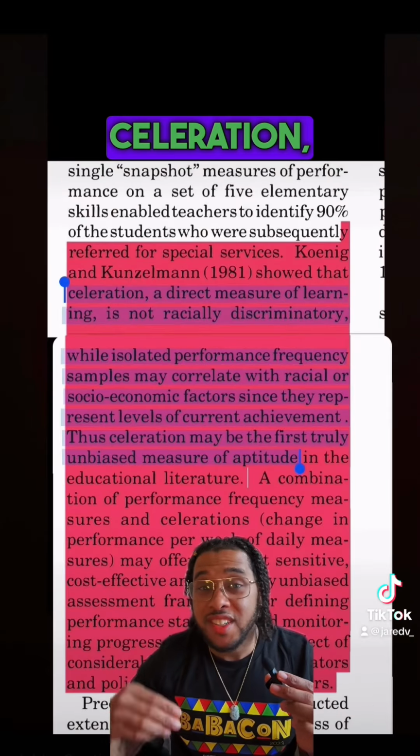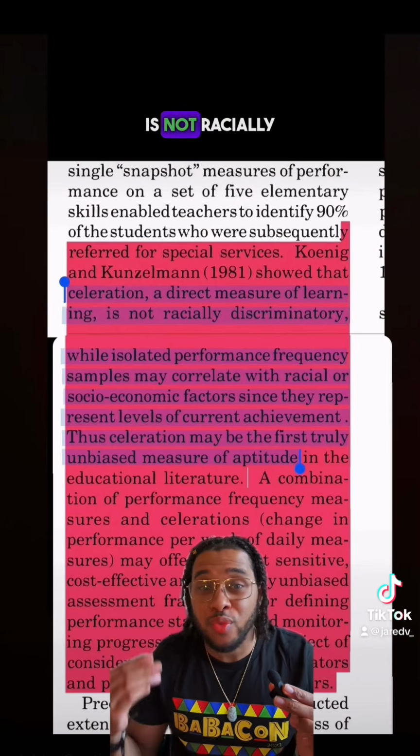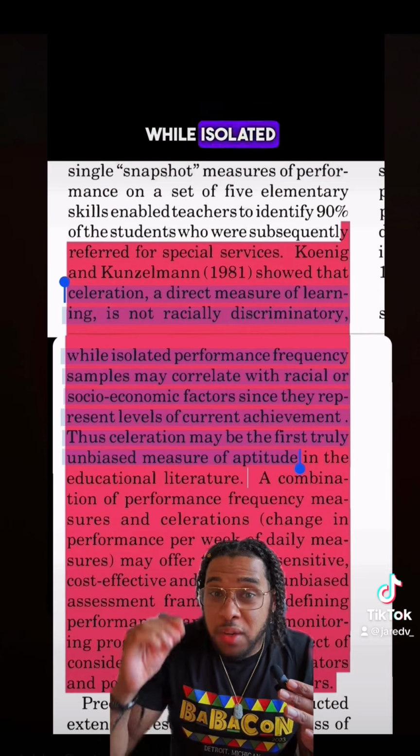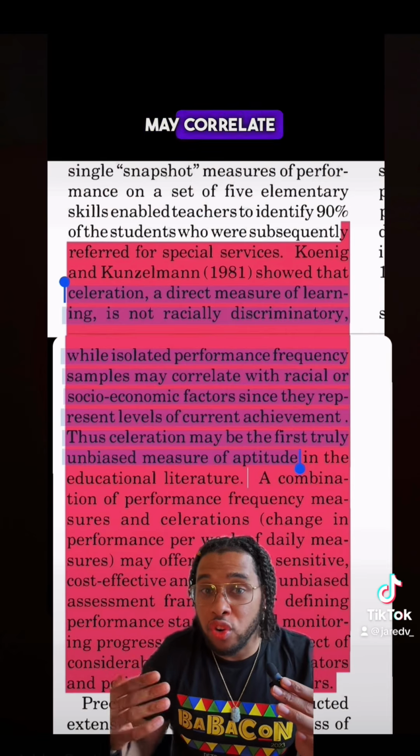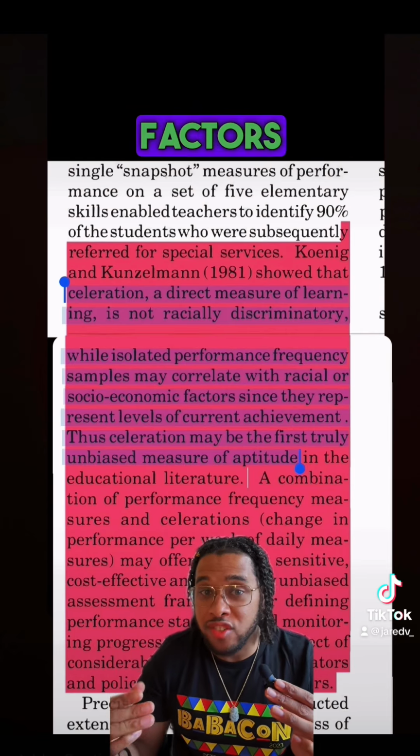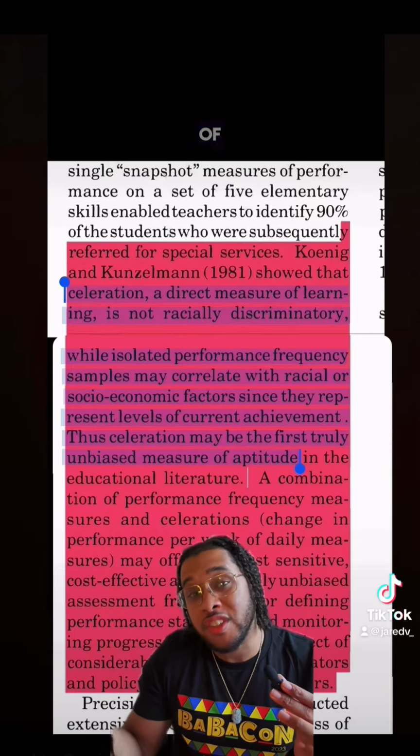Let's get into it. Well, looky here. Celeration, a direct measure of learning, is not racially discriminatory. While isolated performance frequency samples may correlate with racial or socioeconomic factors since they represent current levels of achievement.